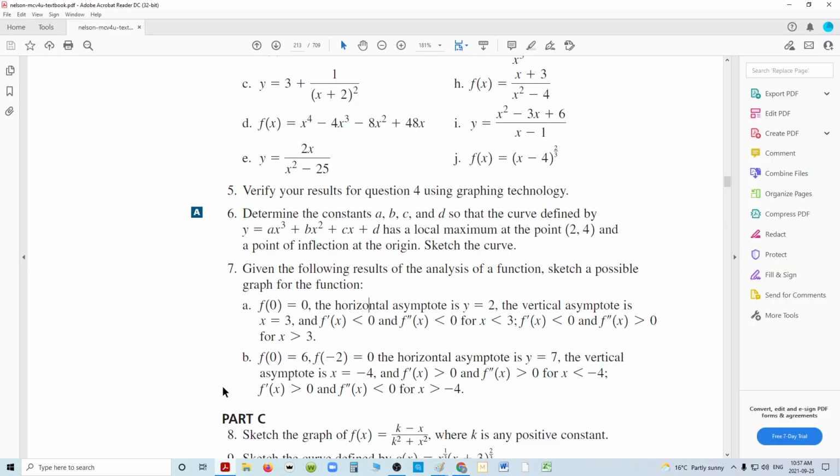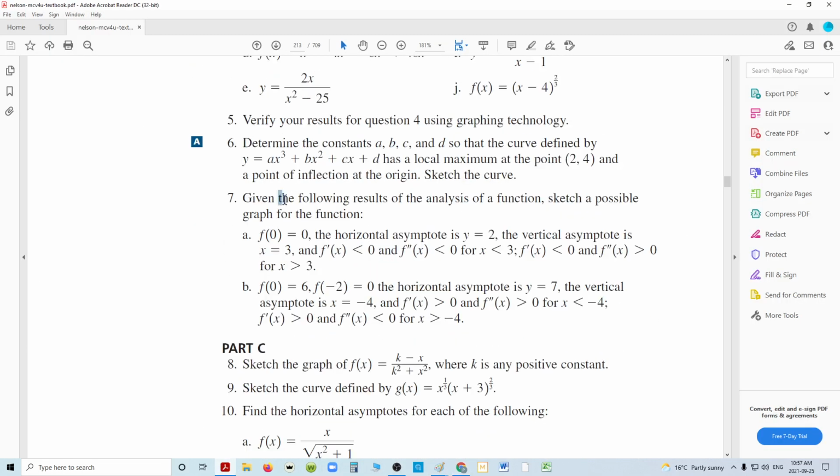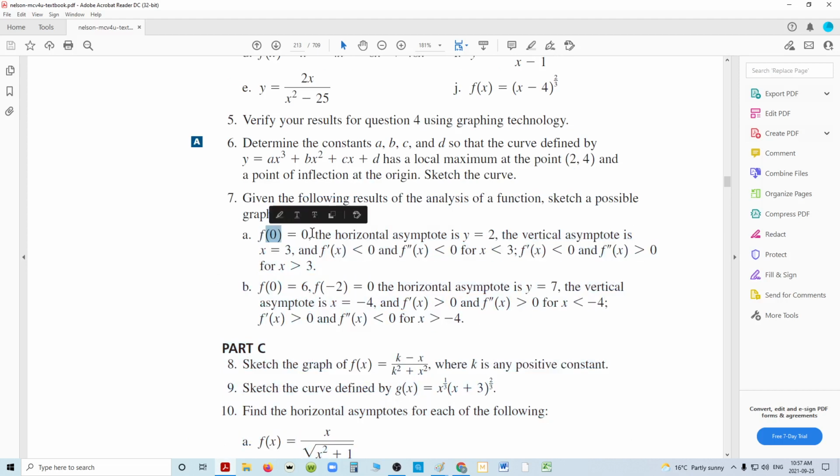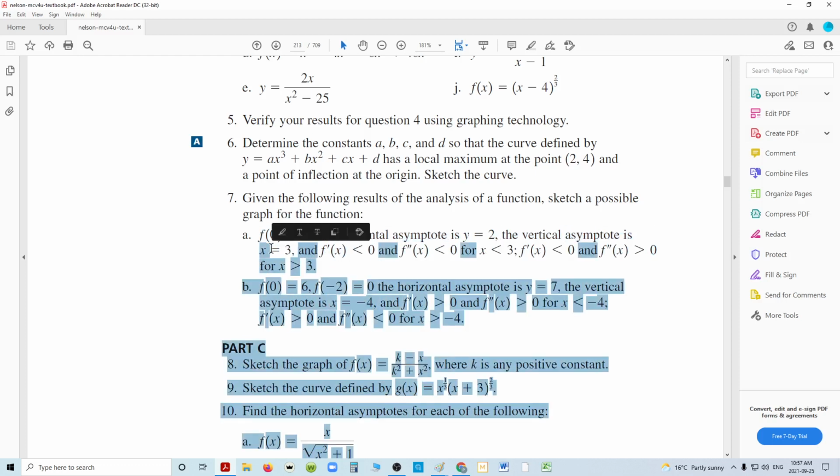Onwards. Almost choked on my coffee. Given the following results of the analysis of a function, sketch a possible function. Oh God. I mean, I could. So they're telling us it goes through the origin. There's a horizontal asymptote at y is equal to 2. There's a vertical asymptote at 3.